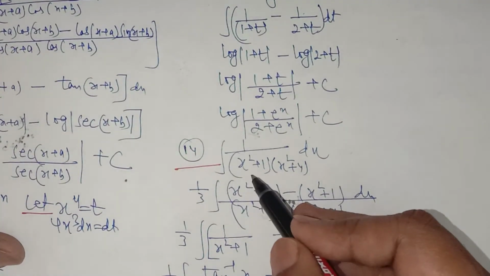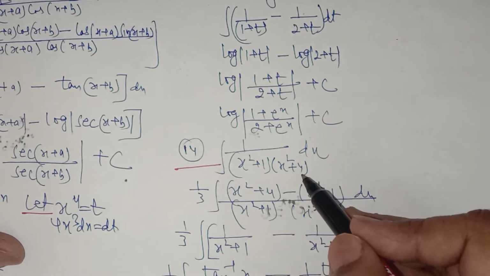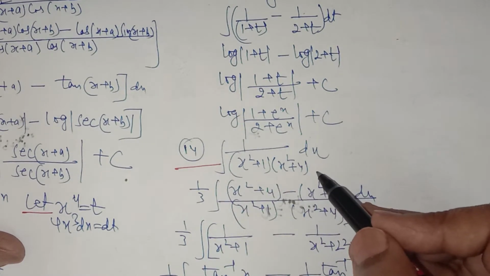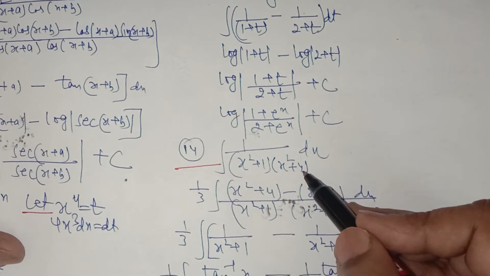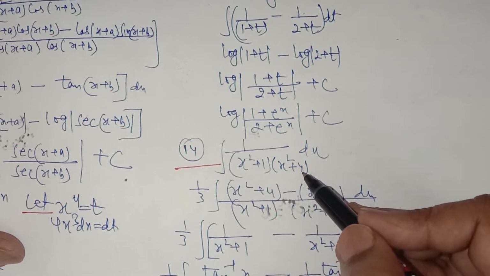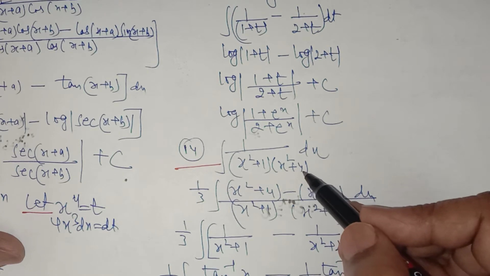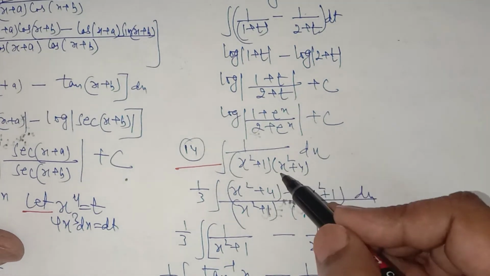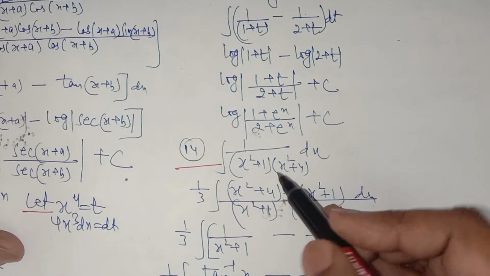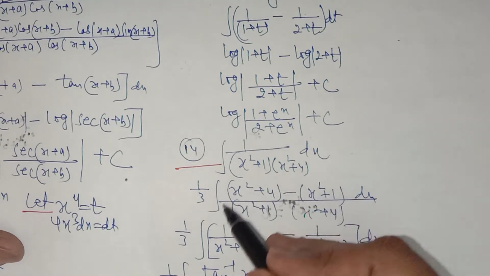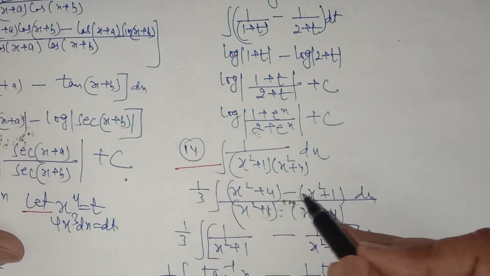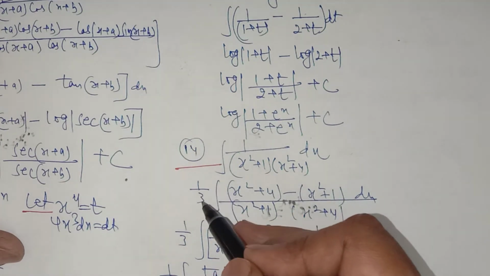In question number 14, it is 1 upon (x square plus 1)(x square plus 4). You can do this question by partial fractions by letting x square equal to t, and you have already done this in the partial fraction questions also. There we let x square equal to t, but here I am making some arrangement, a trick I am using here. In place of 1 I am writing (x square plus 4) minus (x square plus 1). So x square will be cancelled out with x square. 4 minus 1 is 3. That is why I have divided by 3 here.